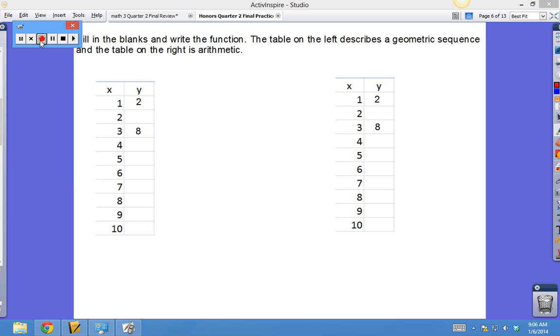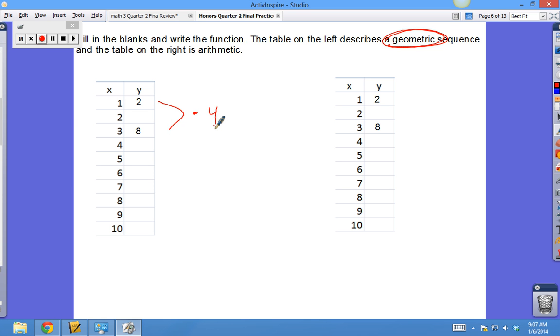Now back to the tables. Okay. Geometric and arithmetic sequences. On the left, you have a geometric sequence. Geometric, they're exponential. They grow by multiplication. So 2 to 8, that was times 4. So this is going to be times 4. So that's going to be 32 times 4. Let me get a calculator. Is that 128? 128 times 4 is going to be 512. So those are not too bad.